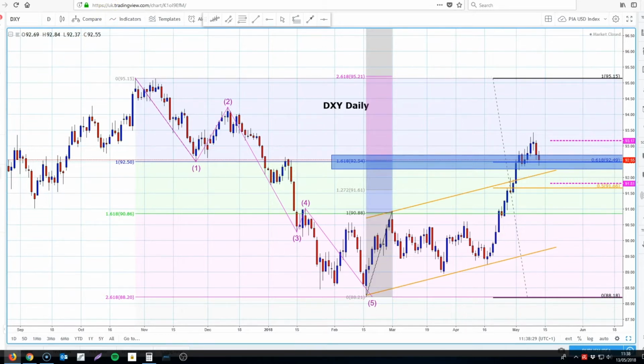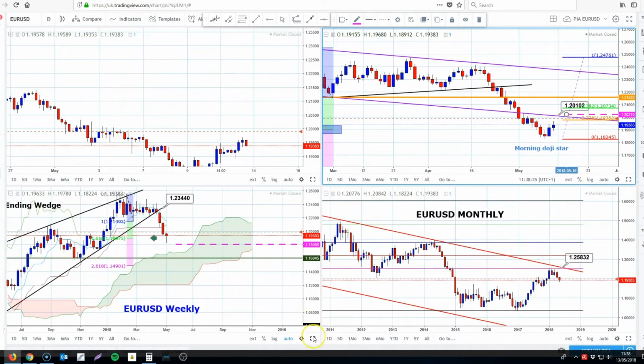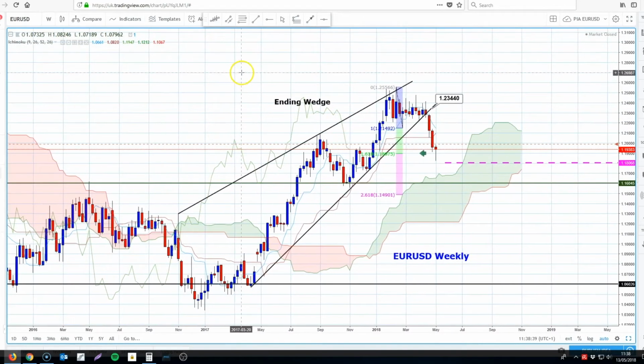Now, if we reflect that bias back onto major currency pairs, let's just go to the weekly chart first to highlight why we're still long-term bearish on euro dollar. Okay, we've broken a wedge formation to the downside, quite an impulsive move. The opposite of the dollar index in the fact that the majority of last week's initial losses have been recaptured.